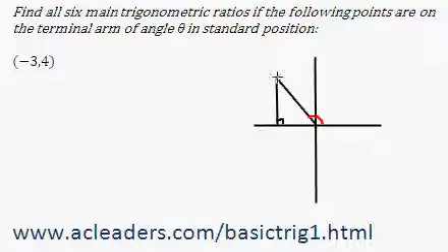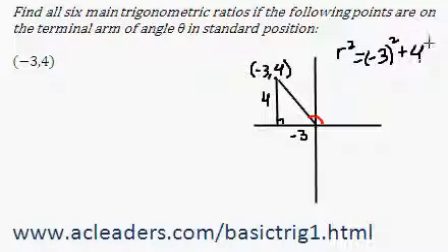We know that this point right here, of course, is (-3, 4), which makes this leg of the triangle 4, and this leg -3, because that's the x value, the y value. And we can also find the hypotenuse, of course, using Pythagoras. And that's going to be easy. I'm going to call this r. r squared is going to be equal to (-3) squared plus 4 squared.